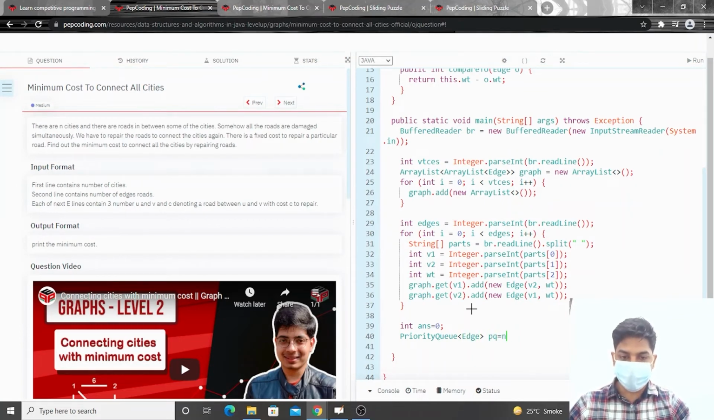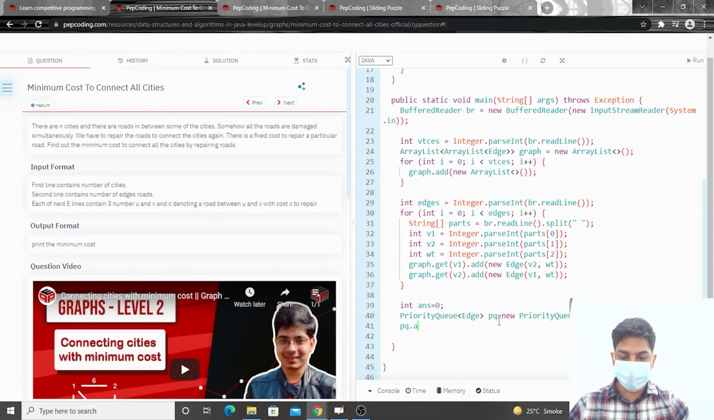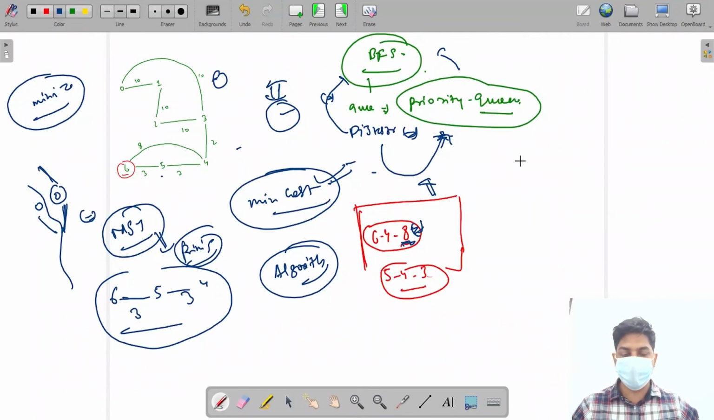Priority queue PQ equals new priority queue. After that, in the priority queue, let's add a new edge of 0 comma 0. Why am I doing this? Although it is almost trivial, let me tell you again why.